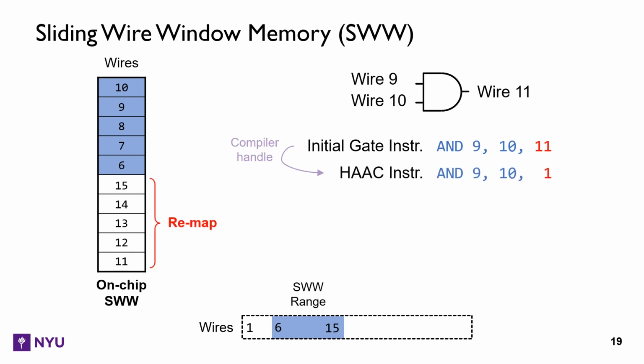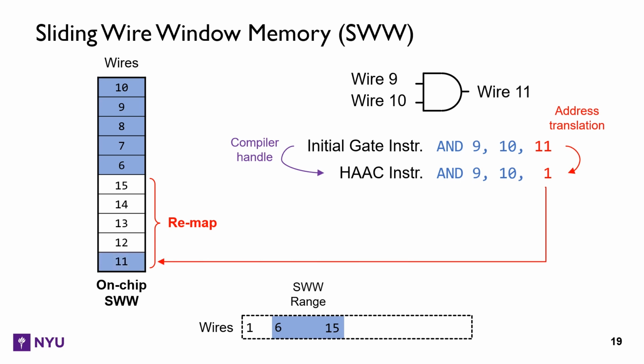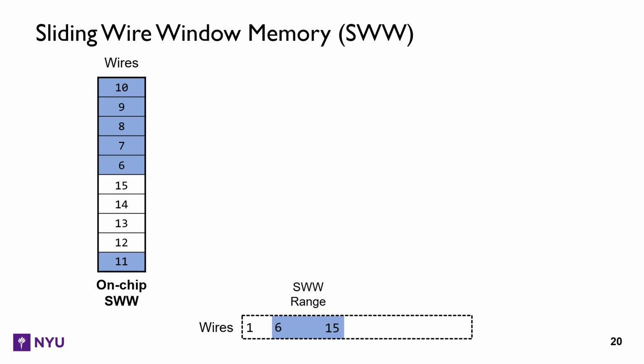As we mentioned, garbled circuit is data oblivious, so the compiler will help us to map the wires. The gate engines only need to follow the HAAC instruction to access the memory. That is, in fact, we use co-design to keep the most recent wires on chip.